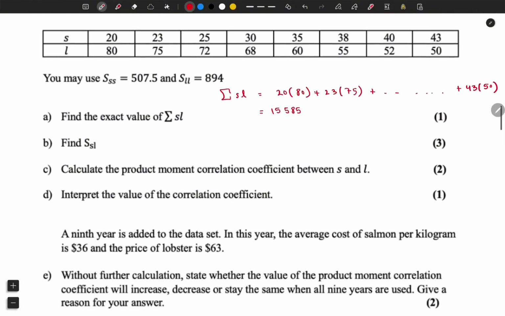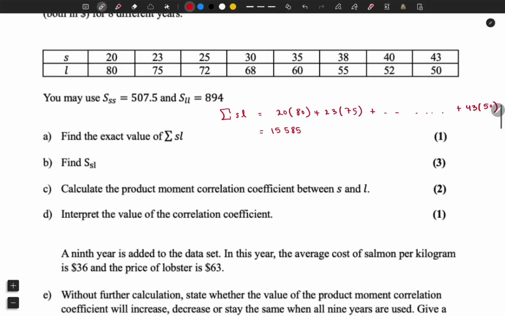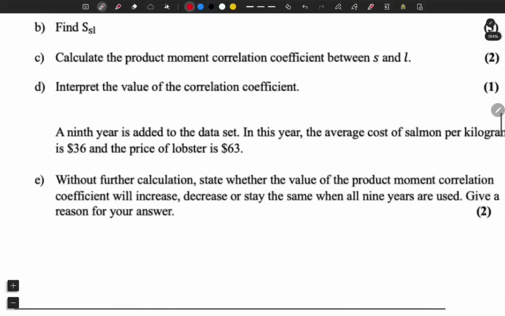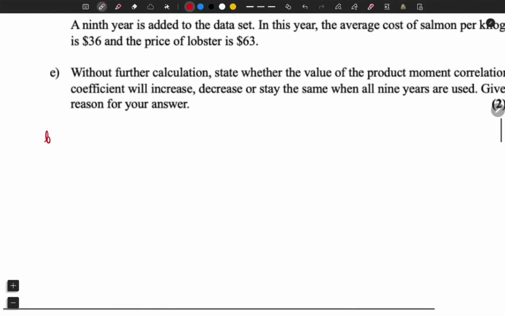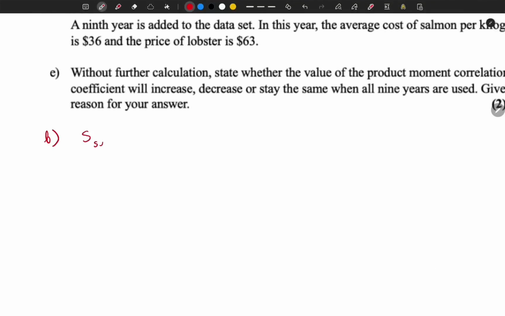Now moving on to the next part, we need to find the summary statistic of SL. So if we use the formula, it will be summation of SL minus summation of S times summation of L divided by N.